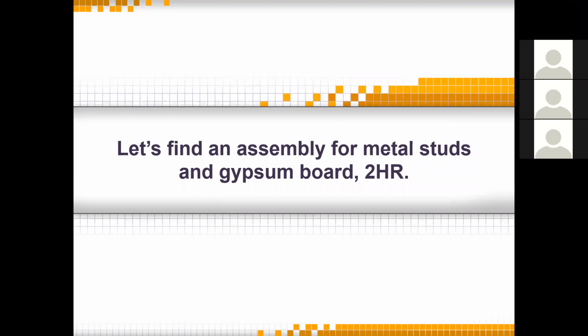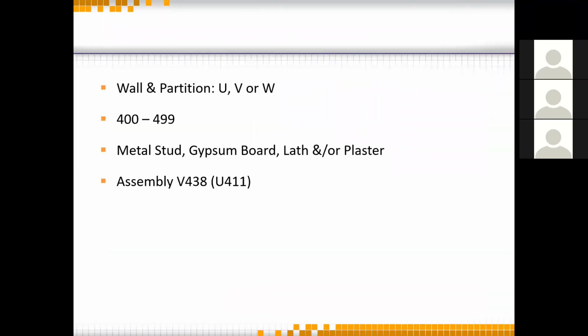Let's go with metal studs, same as before, gypsum board, and now a 2-hour rating. If you had the binder or the volume, the book, on your lap or your desk, you could just keep flipping pages from the 1 hour to the 2-hour section, and you'd find it. On the website, we would actually have to put the search criteria in for that. So it's still U, V, or W. It's still a 400 number. We'll find these. It's just further along in the manual.